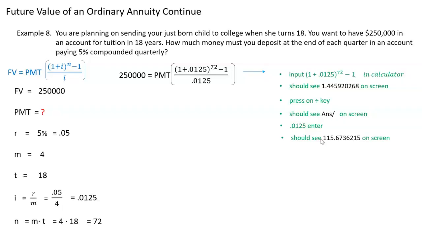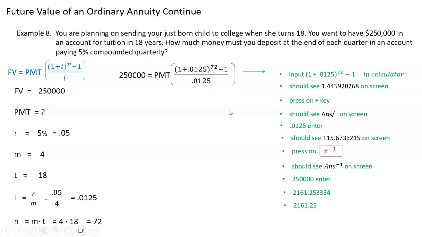115.6736215. Then you're going to hit the inverse key. After you do that, then you're going to enter the 250,000. So the answer will be $2,161.25. Those are your quarterly payments. Quarterly means 4 times a year. Okay.